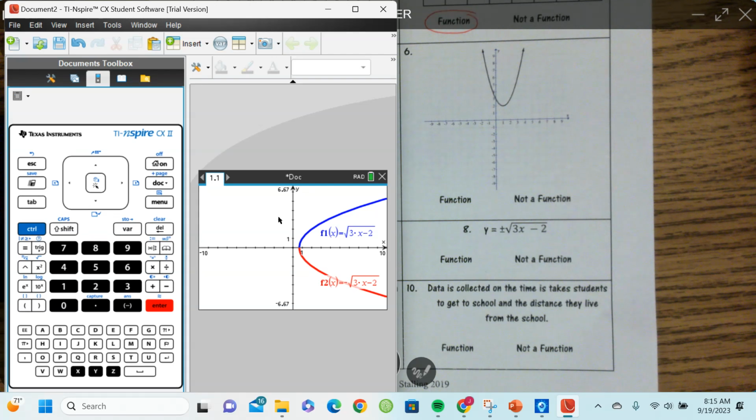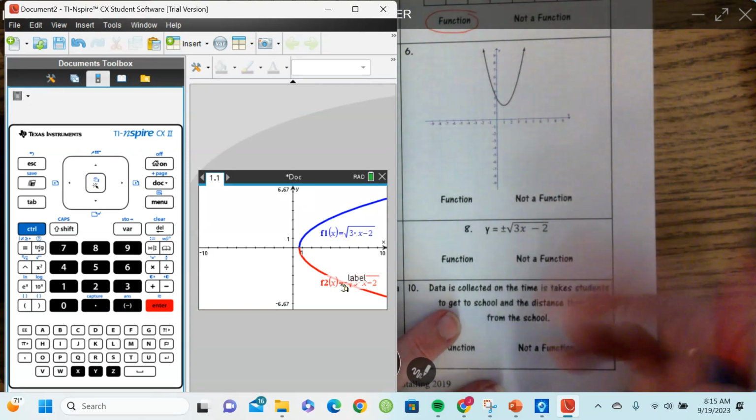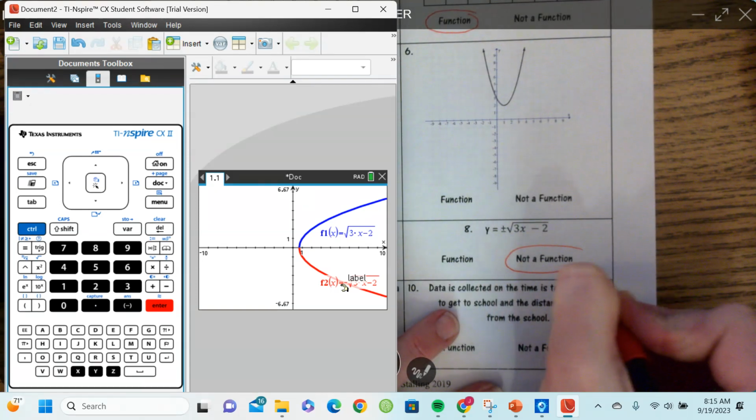If I draw a vertical line on that graph, is it going to touch the function in 2 places? Yes. If I draw a vertical line here, it's going to touch the blue and the red. So that one's not a function. And so if they give you an equation, you can graph it and look at it.